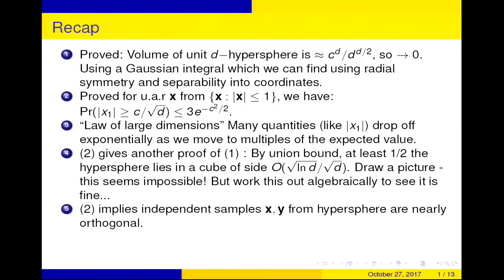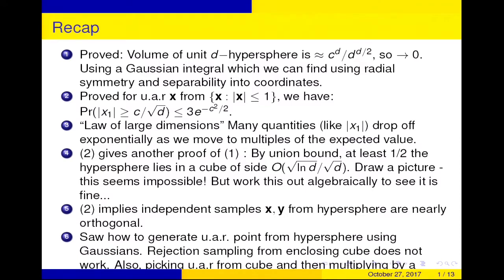Okay. So 2 also implies, this equator fact also implies, that samples x and y from the sphere are nearly orthogonal if they're independent. And we proved that for many samples. And we also saw how to generate uniform random points from the hypersphere using Gaussians.